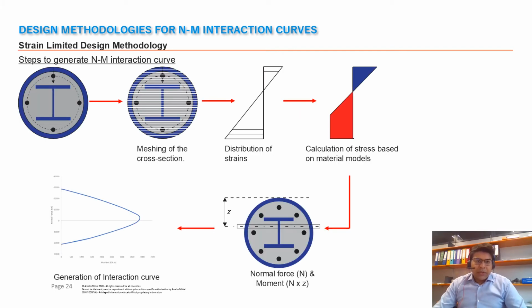So for the strain limited design methodology, the different steps which were used to generate these curves started with the discretization of the cross section into small fibers, and then the distribution of the strains, calculating the stresses based on the strains for each material, and finally calculating the normal force and the moment resistance of the cross section for each fiber, and eventually using all these points to generate an interaction curve.